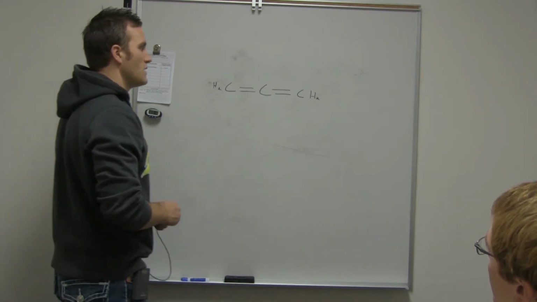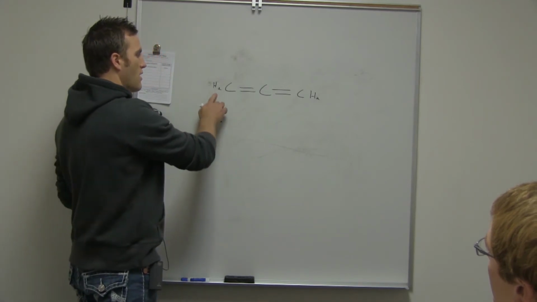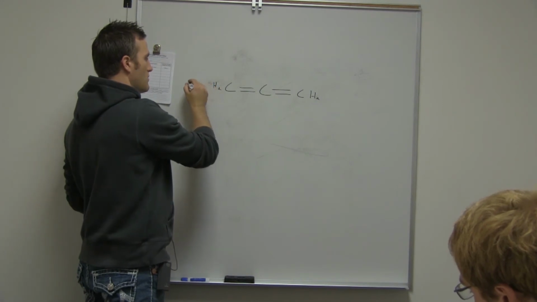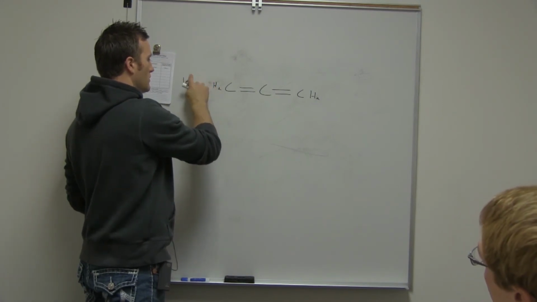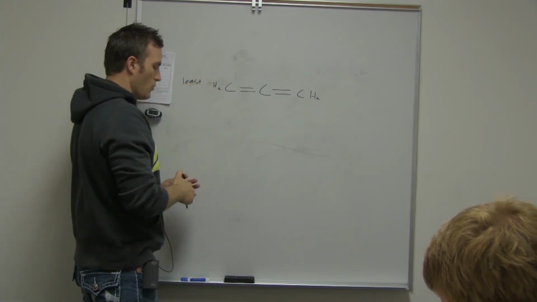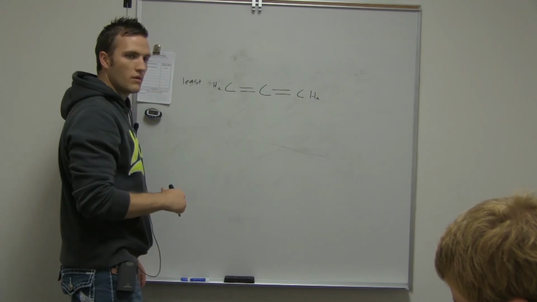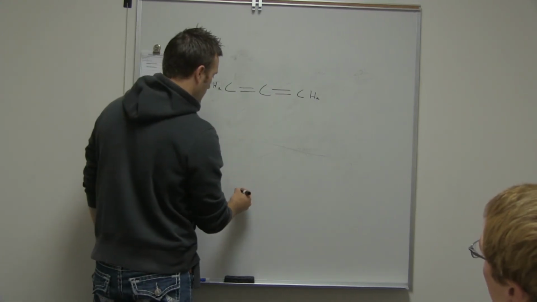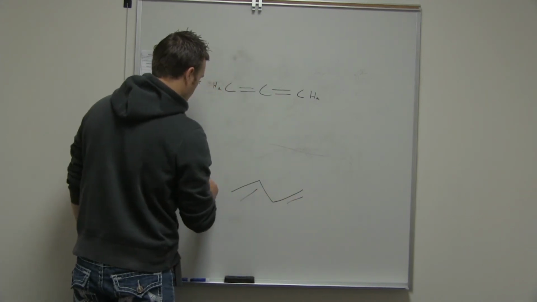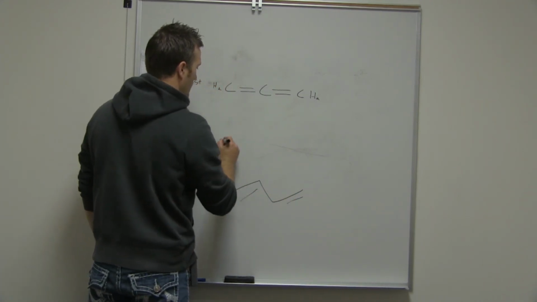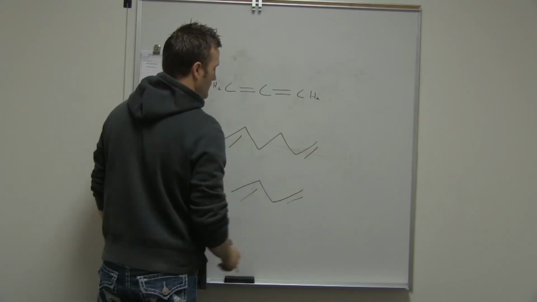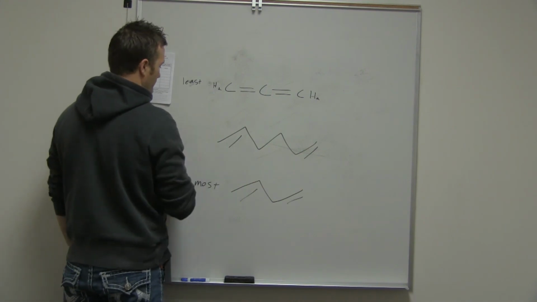So if we were going to rank them, we would say that cumulated is least stable. Which one do you think is the most stable? The conjugated. Conjugated, good. So most. And then isolated is in the middle. Okay.